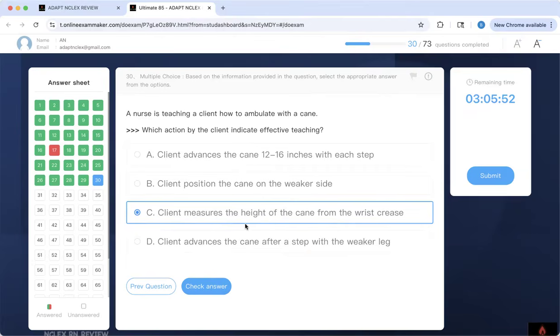The second one, you should not advance the cane more than between 6 to 10 inches in front of you. 12 to 15, you're going to fall. The cane is designed to support your stronger side, not the weaker side. That's the confusion patients always have. So provide the teaching. Client positioned the cane on the weaker side. You're going to fall. The weaker side should advance with the cane together. You should not advance before you move the cane. So D is wrong.